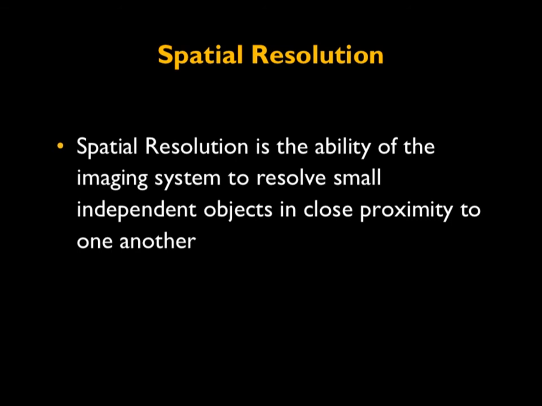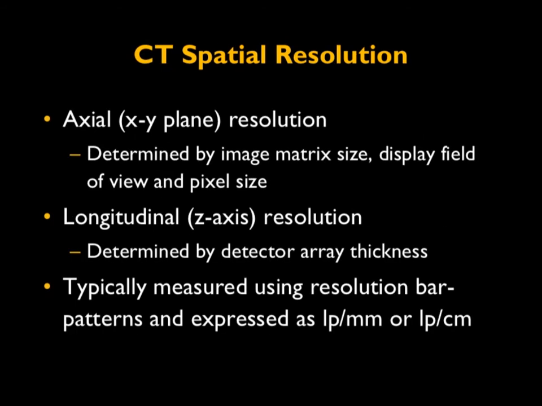So let me start with spatial resolution. Spatial resolution is defined as the ability of the imaging system to resolve small independent objects in close proximity to one another. In CT, the spatial resolution can be examined in two different ways. One is the axial resolution, also called the XY plane or in-plane resolution. Second is the longitudinal resolution, or the Z-axis resolution. The axial resolution is determined by the image matrix size, the display field of view, and the pixel size of the image.